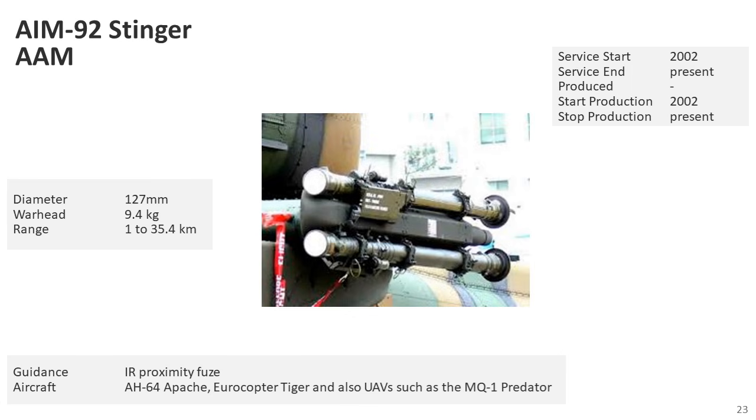The AIM-92 Stinger, or air-to-air Stinger, is an air-to-air missile developed from the shoulder-launched FIM-92 Stinger system for use on helicopters such as the AH-64 Apache, Eurocopter Tiger, and also UAVs such as the MQ-1 Predator. The missile itself is identical to the shoulder-launched Stinger.